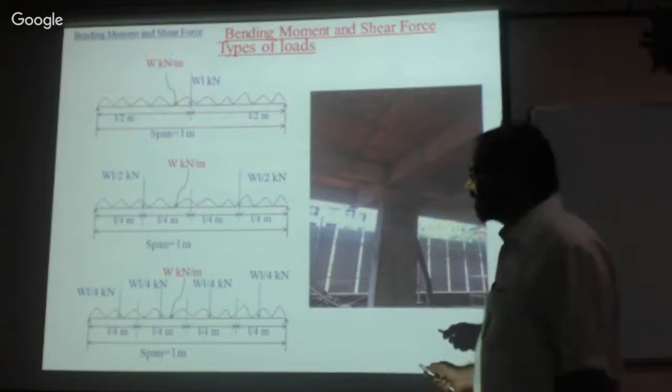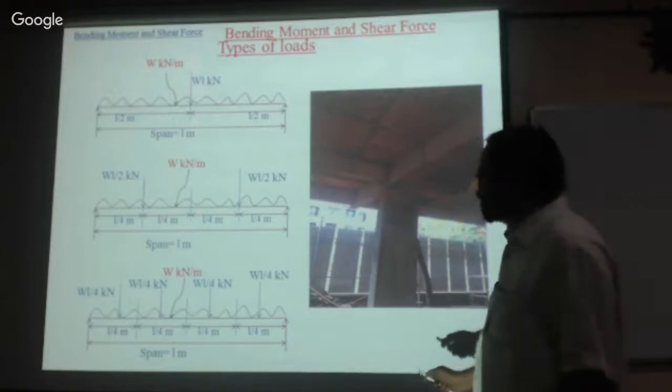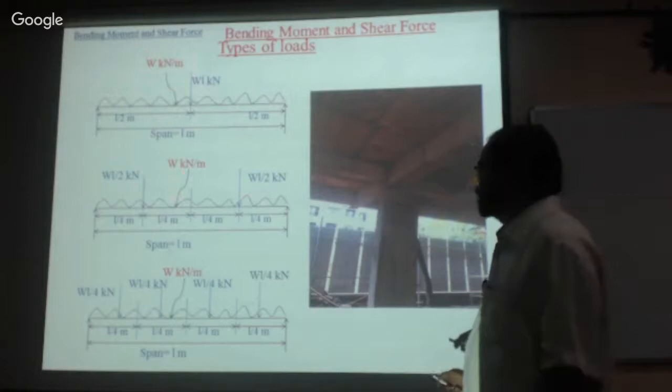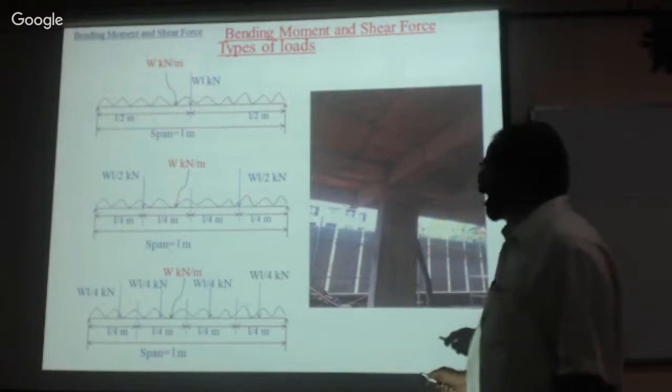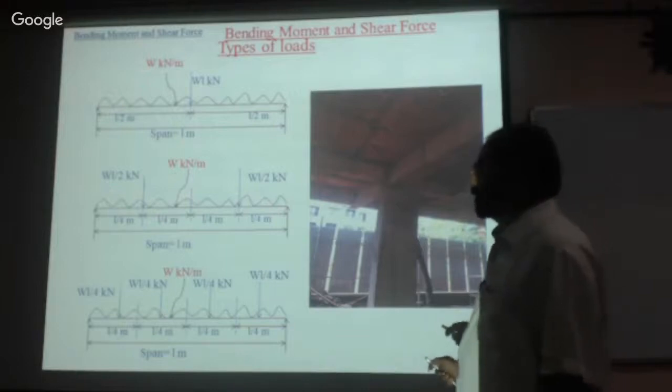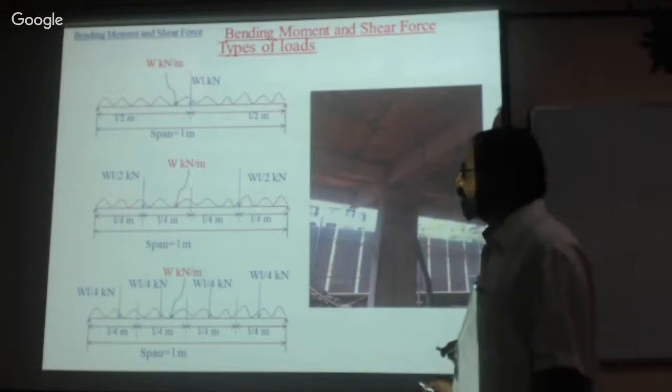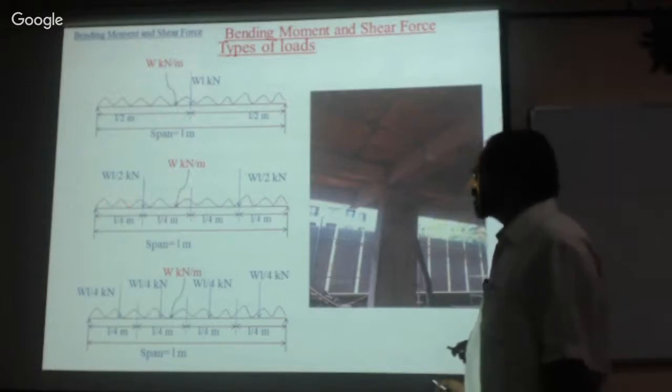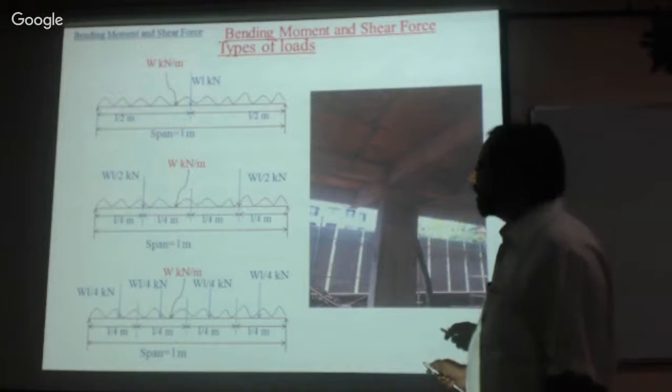Now, if you consider this diagram, I have done it in two parts. The total load acting on the beam is WL kilonewton. W kilonewton is the intensity of the load acting on the beam for the span, and I have converted this into point loads. Two point loads I have done.